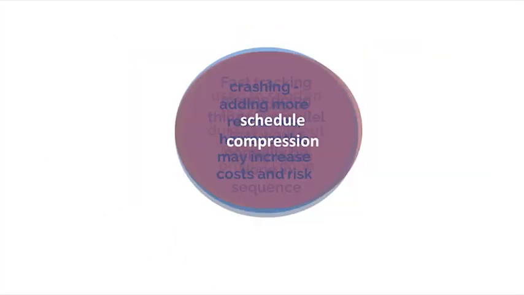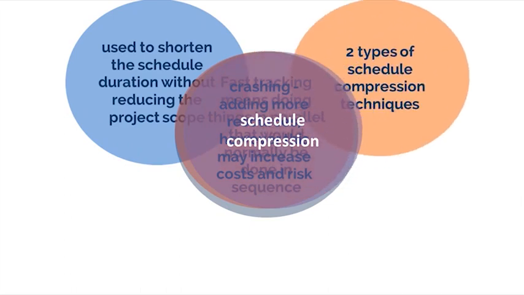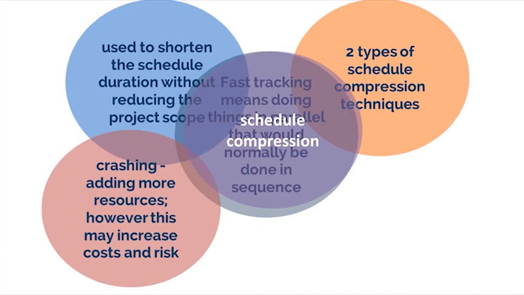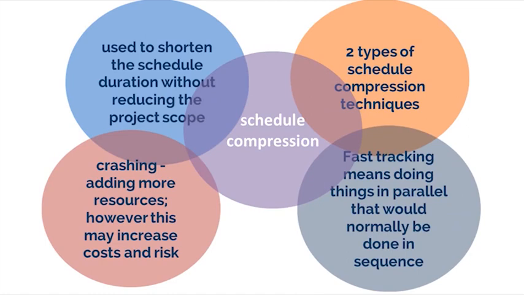Schedule compression is also a tool and technique here used to shorten the schedule duration without reducing the project scope in order to meet schedule constraints, imposed dates, or other schedule objectives. There are two types of schedule compression techniques. Crashing means adding more resources. However, this may increase costs and risk. Fast tracking means doing things in parallel that would normally be done in sequence. However, this increases risk, such as rework.